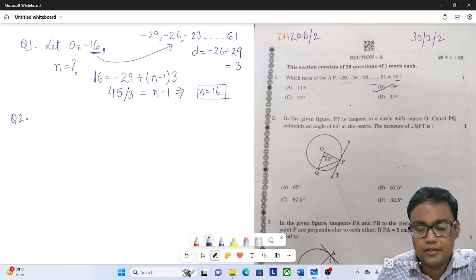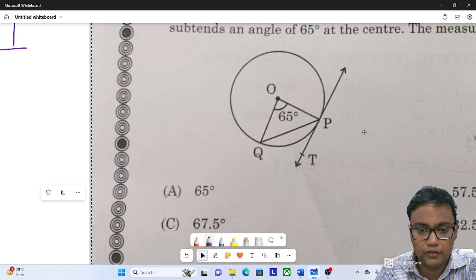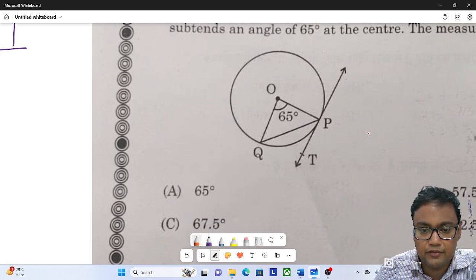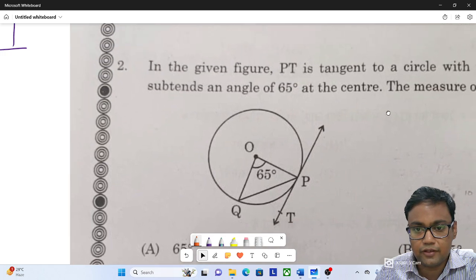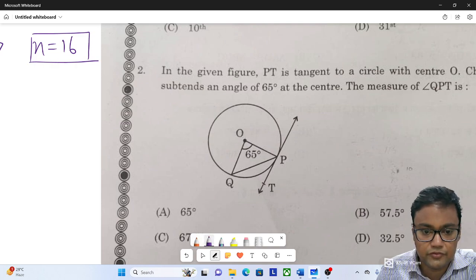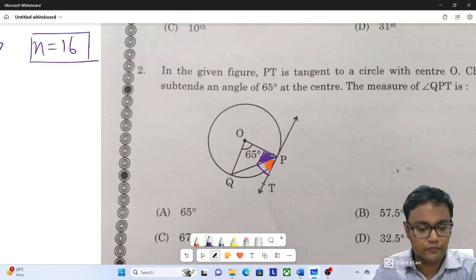Question number 2, in the given figure you can see children, this is a tangent. Here you can see PT is a tangent, this angle is given to you and you are supposed to find angle QPT, this one, which I am currently drawing and shading. So, QPT can be found by subtracting angle OPQ from this 90 degrees. If you subtract this shaded angle from this 90 degree angle, you will get this orange one, which you want.